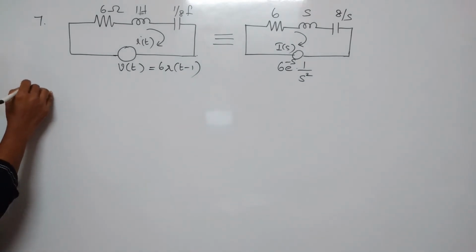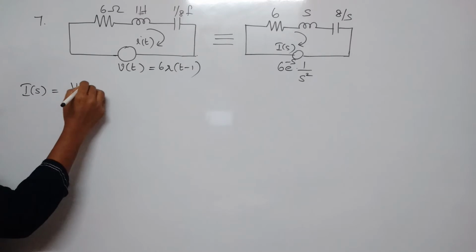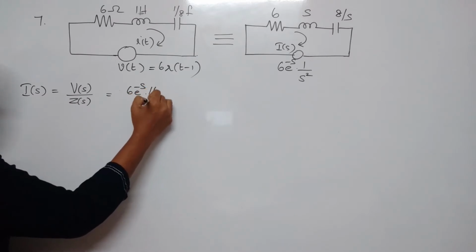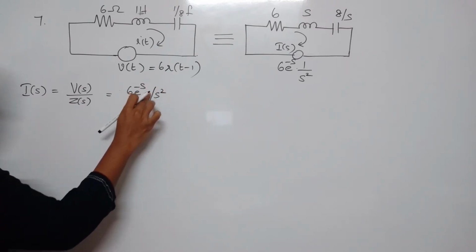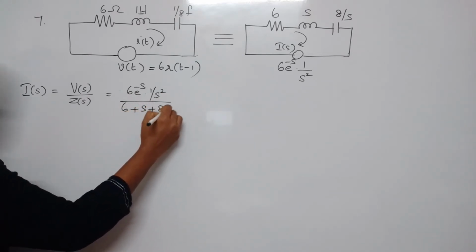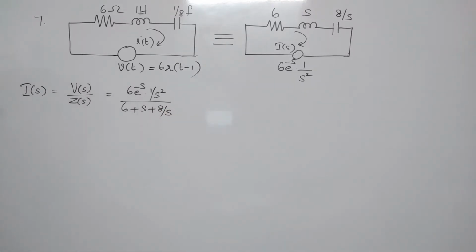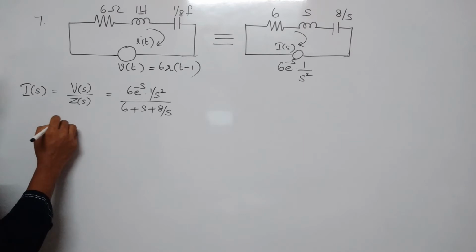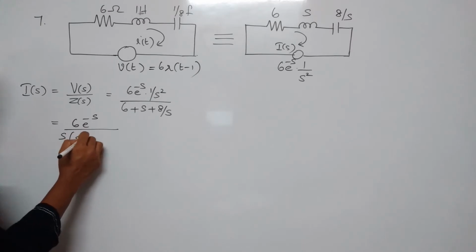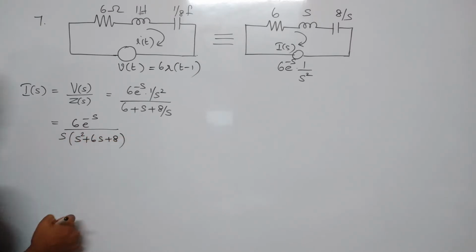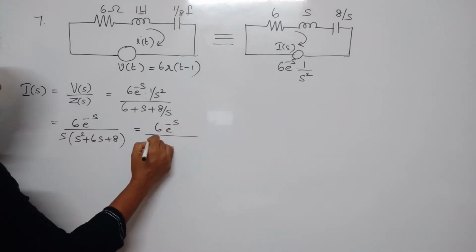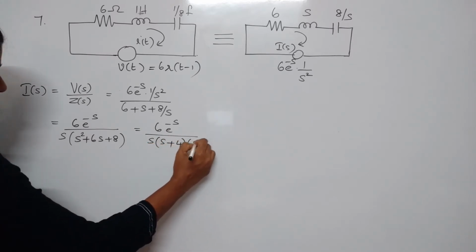So we can directly write down the expression for I of S. It is V of S by Z of S. V of S is 6 into e raised to minus S into 1 by S square, divided by 6 plus S plus 8 by S. And this will be 6 into e raised to minus S by S into S squared plus 6S plus 8, which can be written as 6 into e raised to minus S by S into S plus 4 into S plus 2.